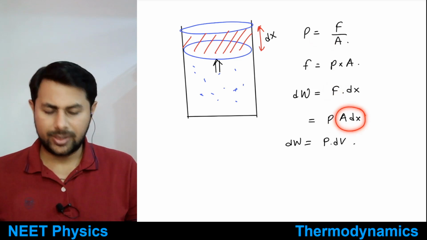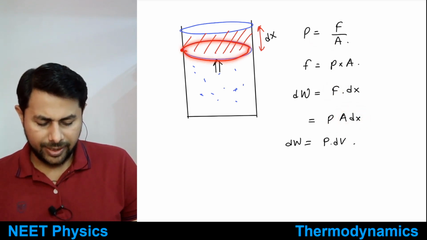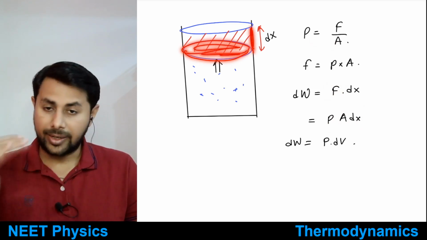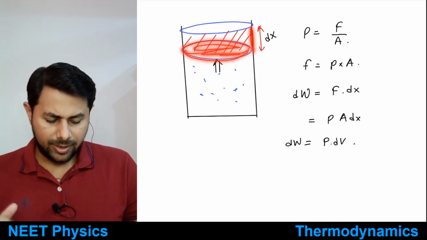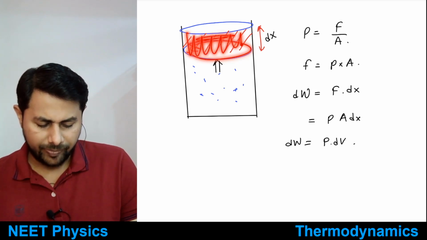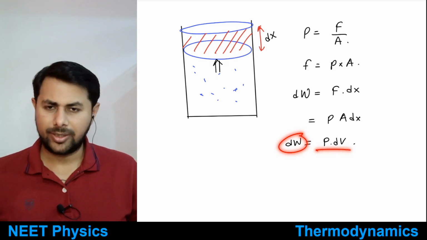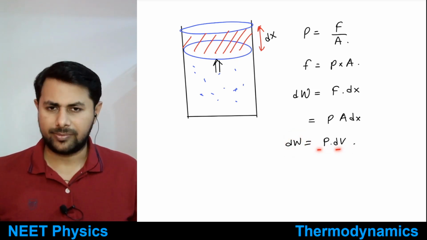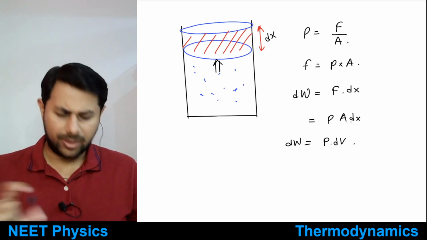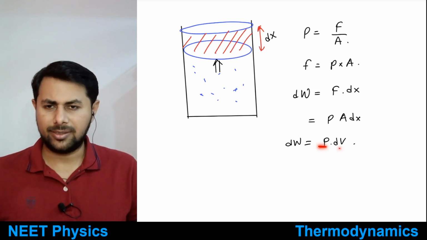So therefore work done is equal to what? P times A dx. And what is A dx? A is the area of this piston, dx is the displacement. That means A times dx is this much volume. It is the increment in the volume, and therefore small work done can be written as P dV, that is P times change in volume.